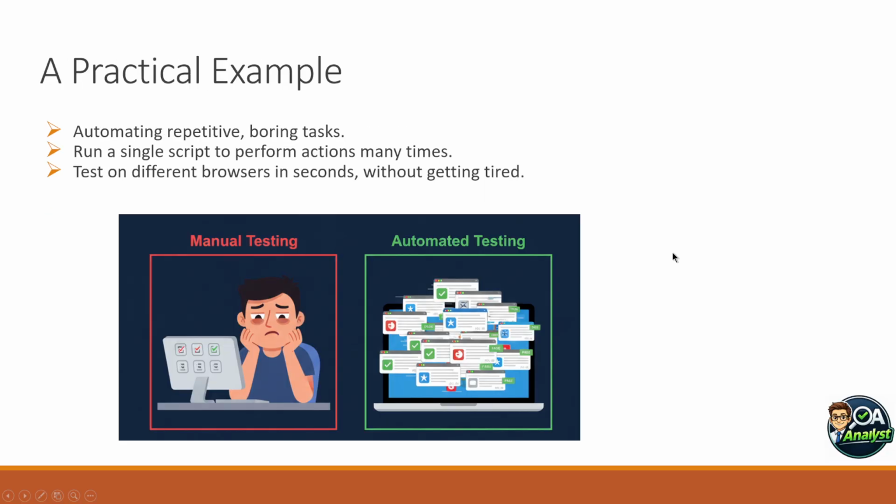Then let's take a fun example. Suppose I want to test a Google search. What I would normally do is open Google Chrome or any browser, open google.com, type automation testing in the search box, press enter and then check the result. By using Selenium, I can write a script once and it will do all that for me in seconds. I could even run that script hundreds of times on different browsers without getting tired.